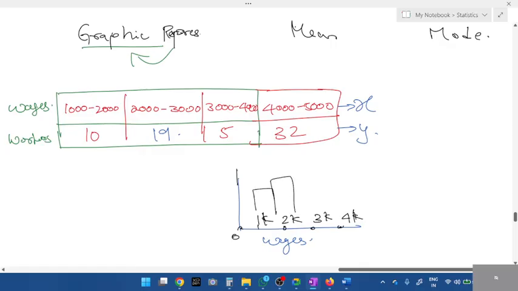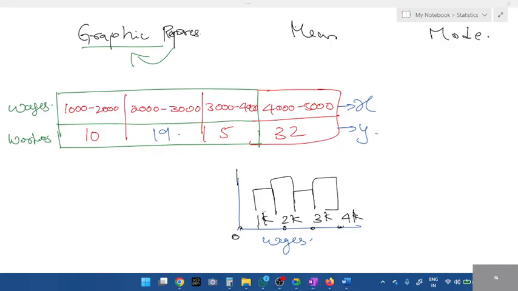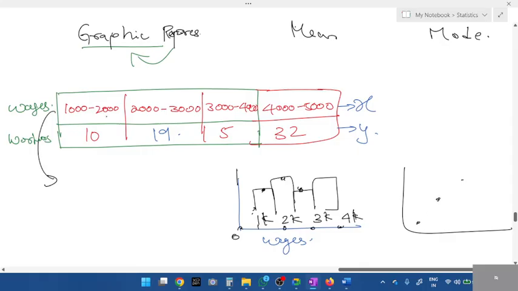One is histogram, right? One is histogram. Next, the other one is, which is the other one? Yes, tell me the other one. Frequency polygon. For frequency polygon, this graph you have to convert. 1000 to 2000 is given. We need the middle term. Which number lies between 1000 to 2000? Yes. How do you calculate that? 2000 minus 1000 divided by 2. What do you get?